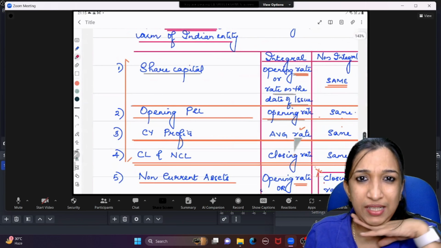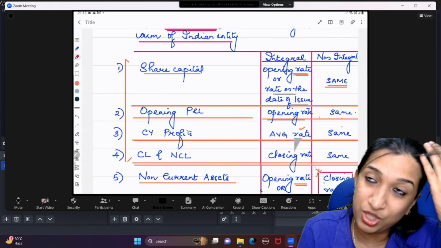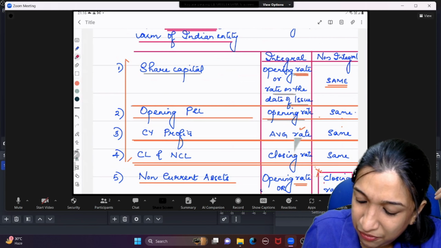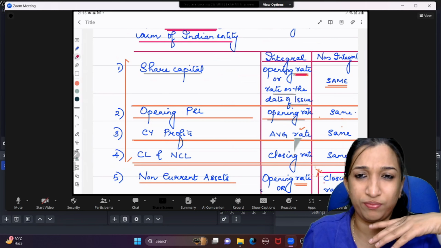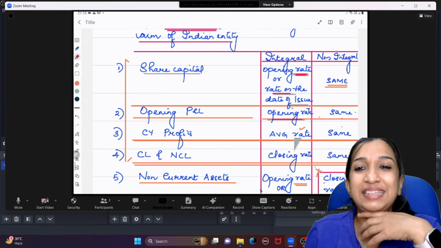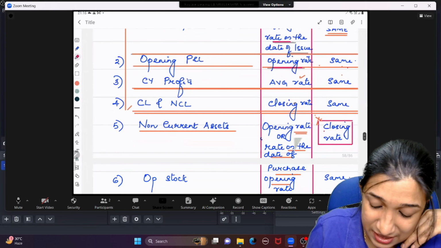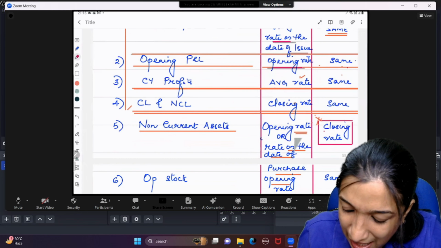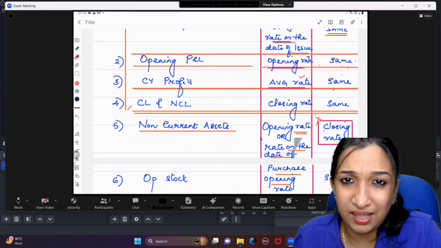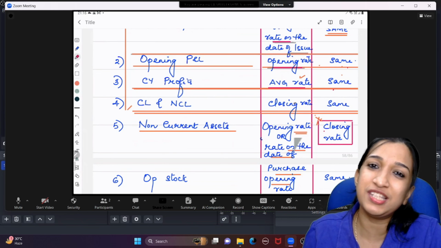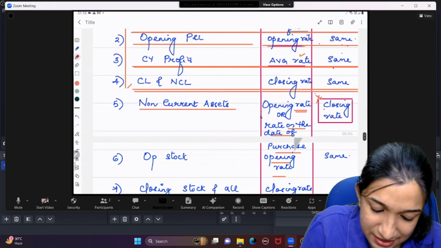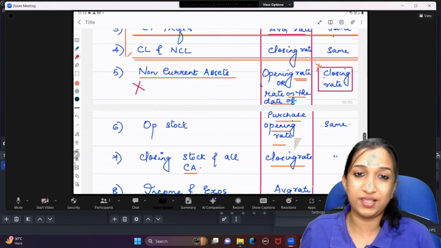Maybe in foreign branch you would have studied share capital. If it is a subsidiary, associate or joint venture, there is share capital; in a branch, there won't be share capital. So if integral, opening rate or rate on the date of issue. Same. Opening P&L, opening rate, same. Current year profits in the trial balance, convert using average rate, same. Current liability, non-current liability, closing rate, same. Then what is the difference? Why do you need to bifurcate it into integral, non-integral? Yeah, this is the area where there is a difference.